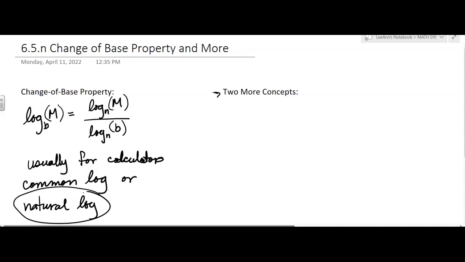Okay, so I'm thinking if you're stranded on an island and all you have is a logarithm table, you've probably got more problems than we're thinking. But anyway, so two more concepts.